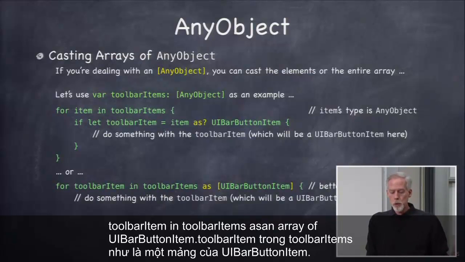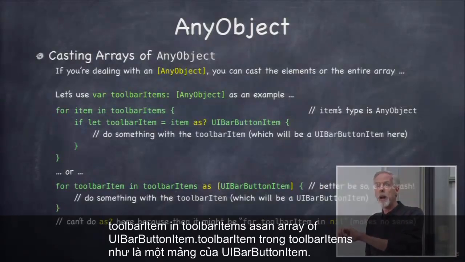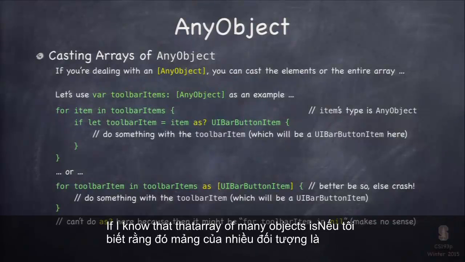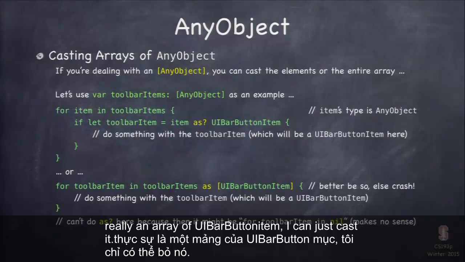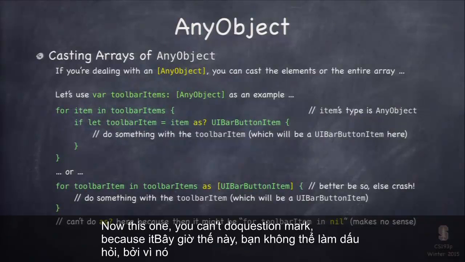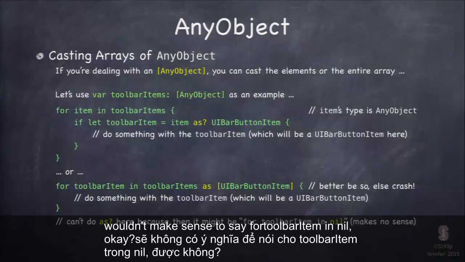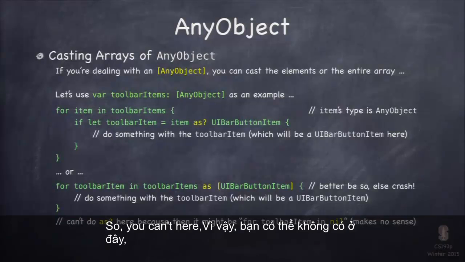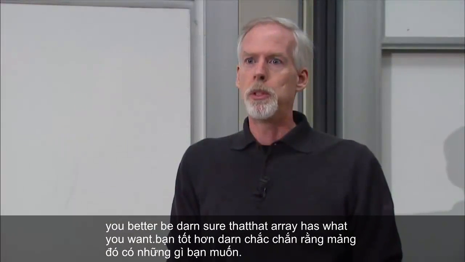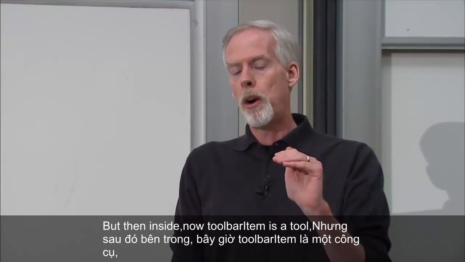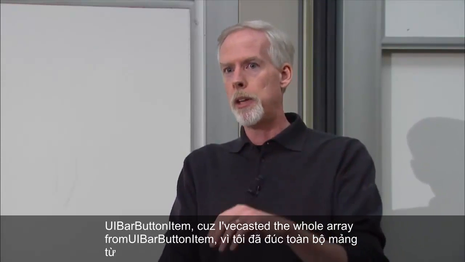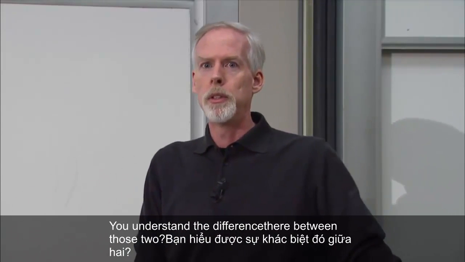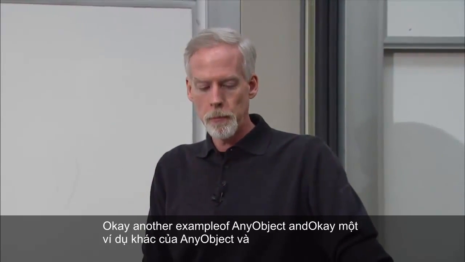Which is I can say for toolbar item in toolbar items as an array of UI bar button item. In other words, I can cast the entire array. If I know that that array of any object is really an array of UI bar button item, I can just cast it. Now this one, you can't do question mark, because it wouldn't make sense to say for toolbar item in nil, okay? So that makes no sense. So you can't. Here you better be darn sure that that array has what you want. But then inside, now toolbar item is a UI bar button item because I casted the whole array from array of any object to array of UI bar button item. Understand the difference there between those two?